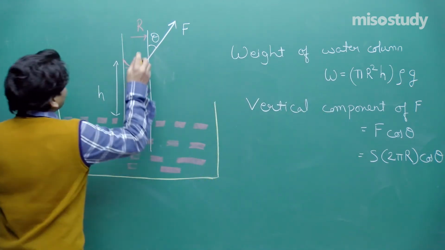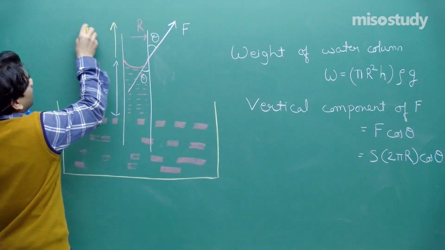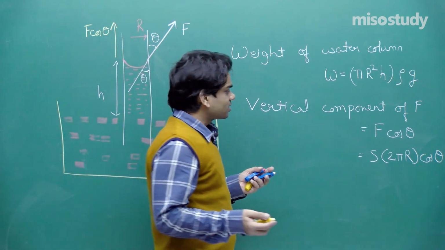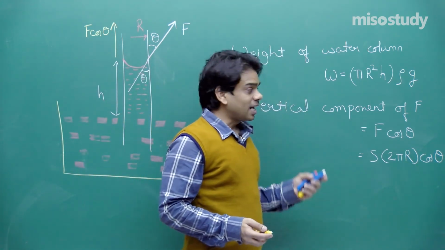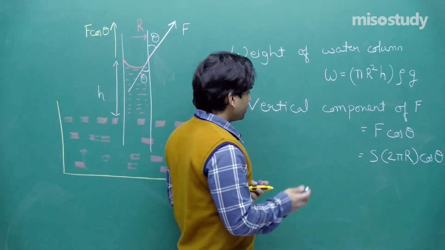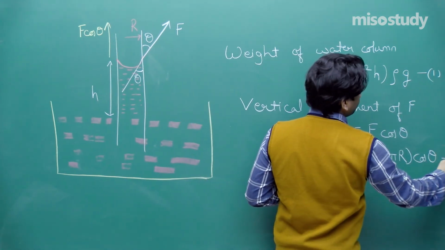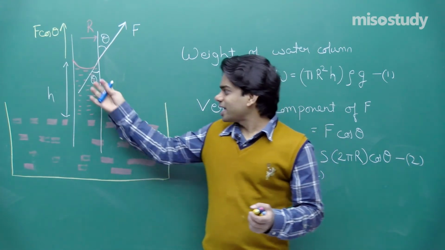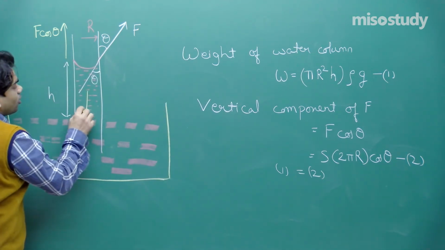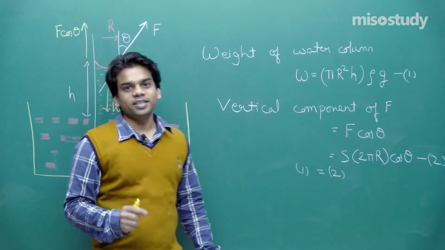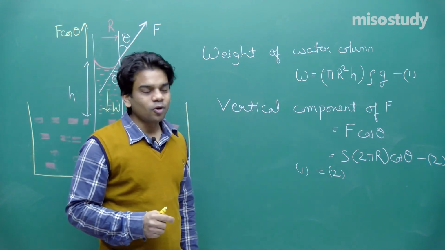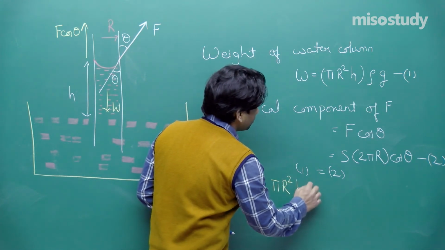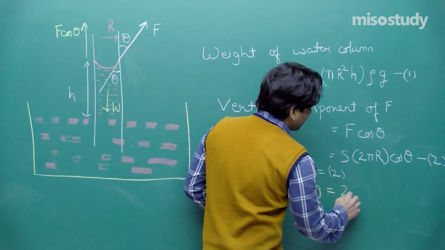Let me show you separately here. This force F cos theta is acting along the vertical upward direction. So you can write F cos theta is equal to S into 2 pi r cos theta, and then you can equate it with the weight of the liquid column, that is water. So equating 1 and 2 we are going to obtain, because why we are equating: the weight is acting along the downward direction. See here, weight is acting along the downward direction, this will be balanced by the force due to the walls of the tube on the water column. So 1 equals 2, so pi r square h rho g will be equal to 2 pi r S cos theta.